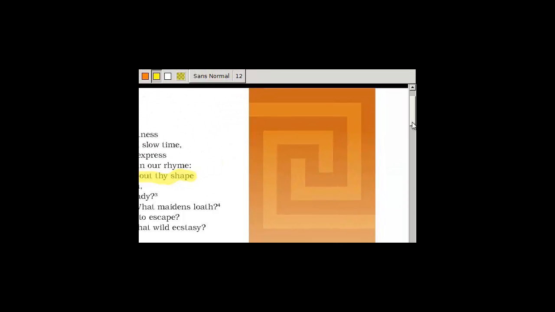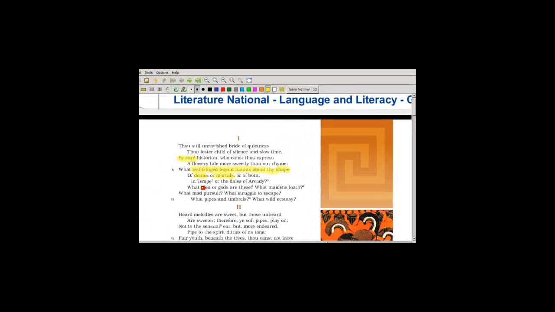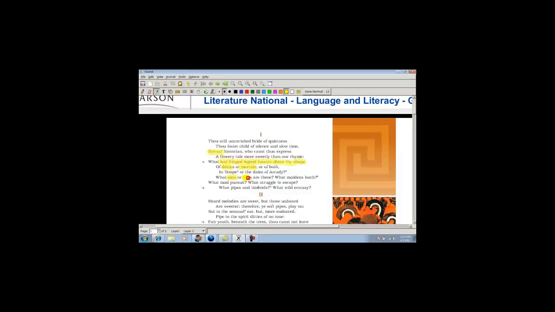Okay, looking down, Tempe or Arcady. Those are beautiful valleys in Greece and a region in Greece. So we have a Grecian urn. Okay, you have that feeling of old-time Greece. What men or gods are these? That's going back to the idea of deities or mortals. Again, we have these pictures of these people on our urn. We also know that we have maidens, so we have pictures of women on our urn as well.